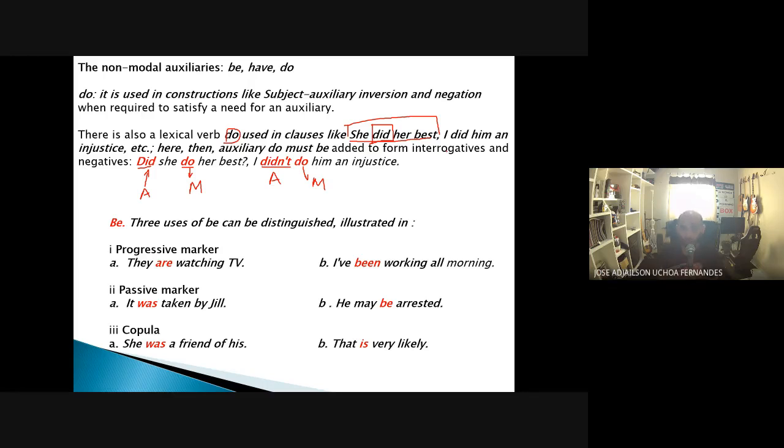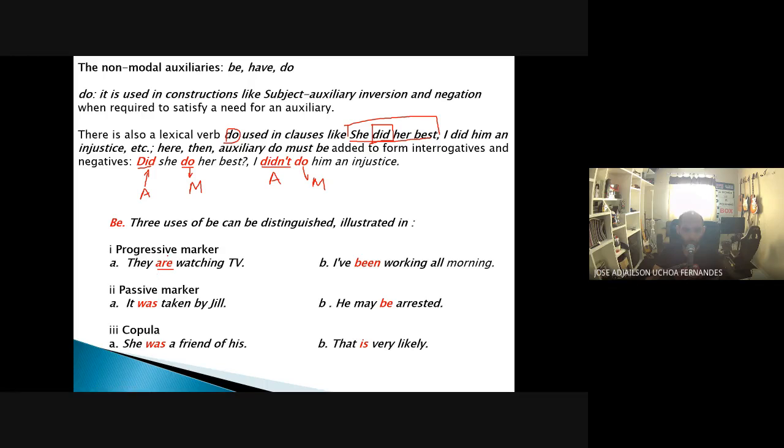We have be in the first case as a progressive marker. What is a progressive marker? It's that be that will prepare the second verb in the ing form, in the gerund participle form, which marks tenses, for example, like present continuous or present perfect continuous. Okay, like here, they are watching TV. The question for this is, are they watching TV?